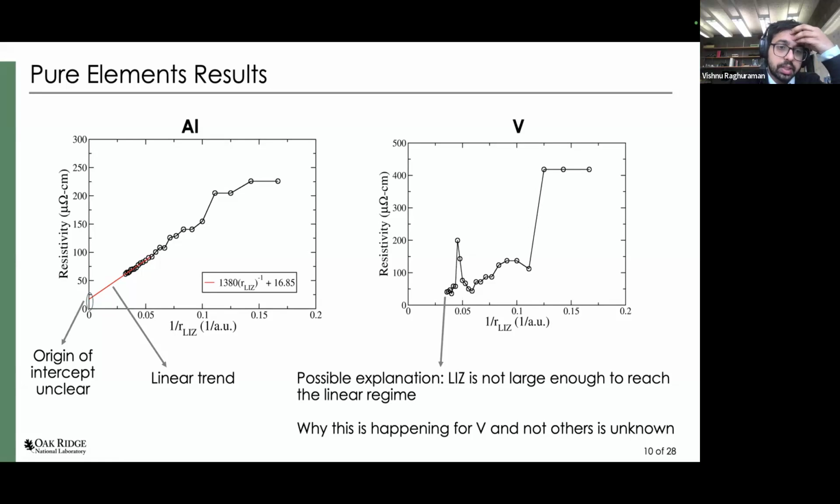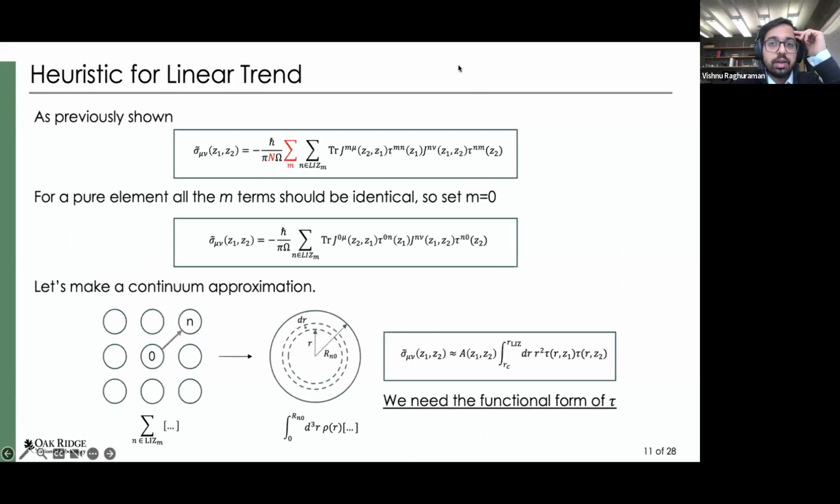So what we wanted to see was the linear trend, if we could build some sort of theory for why that is happening. To do that, first we wanted to move away from the sum, because things are much nicer if you have a continuum. If you have a pure element, all the m terms are identical, so you just set m to 0 and get rid of this n factor. Now you have this term, where effectively you have some atom 0, and you're looking at scattering between 0 to n and back from n to 0, so tau 0n and tau n0, and you have the sum over n.